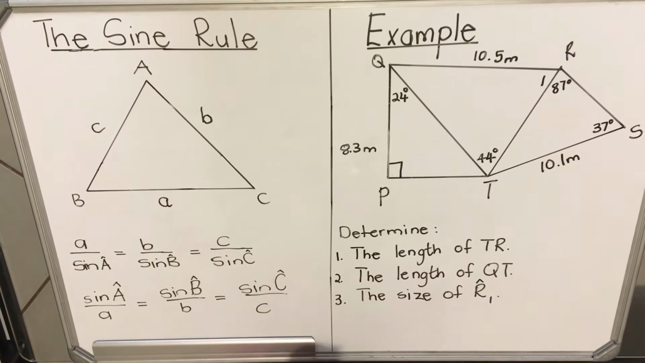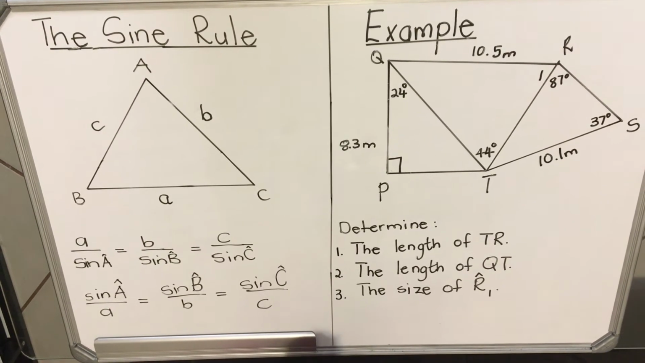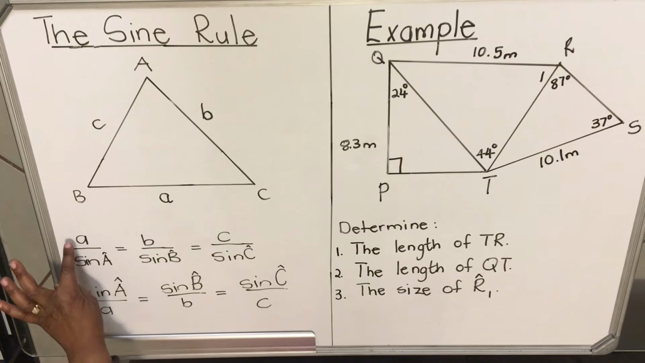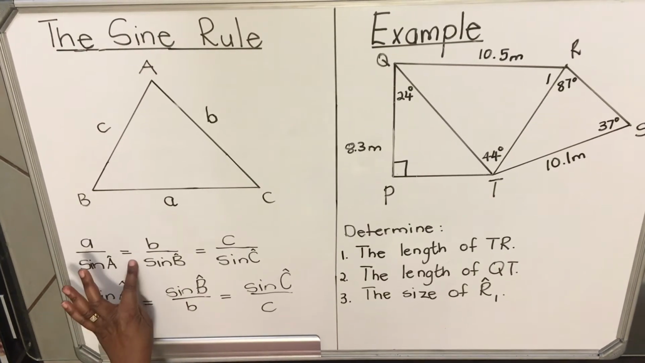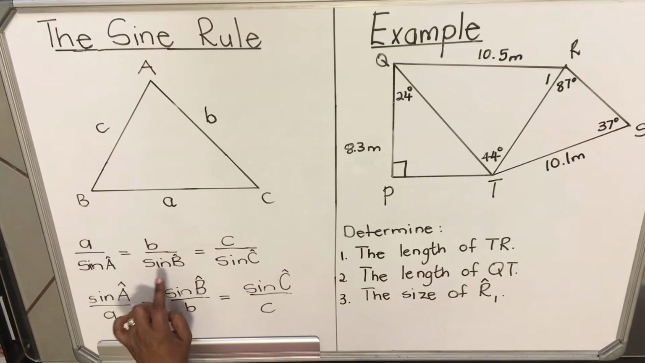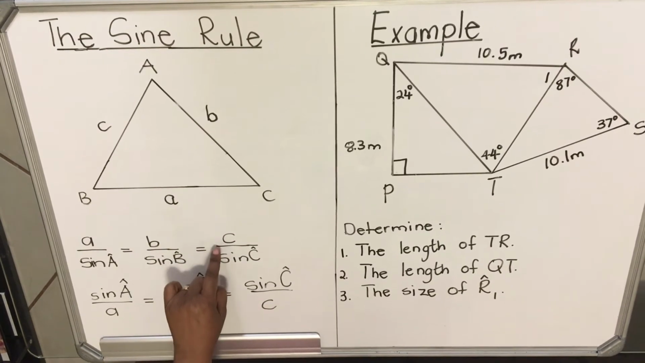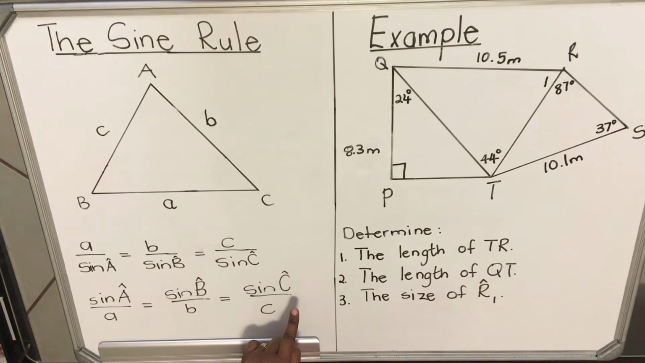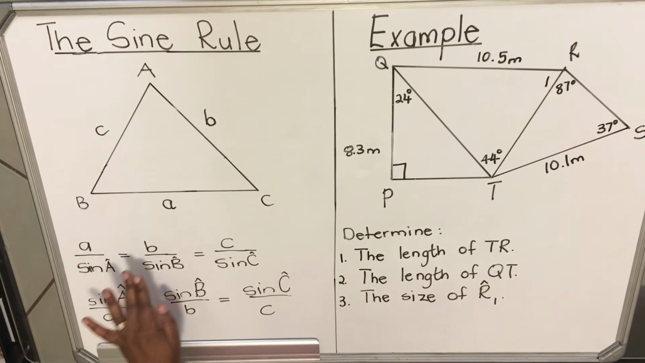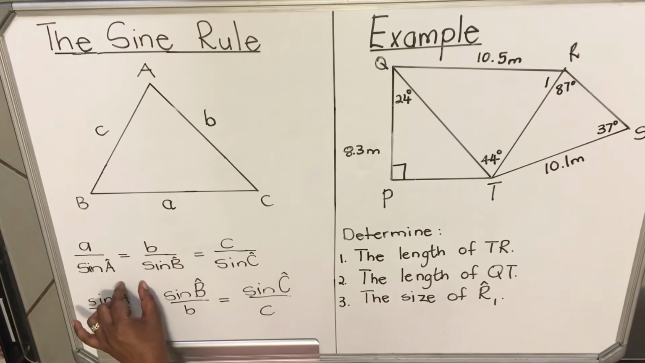So the sine rule is called sine rule because it uses sine. This is a over sine A is equal to b over sine B is equal to c over sine C. You don't use all 3 of them like that. It's just that they're showing you all 3 are equal. You use 2 at a particular time.